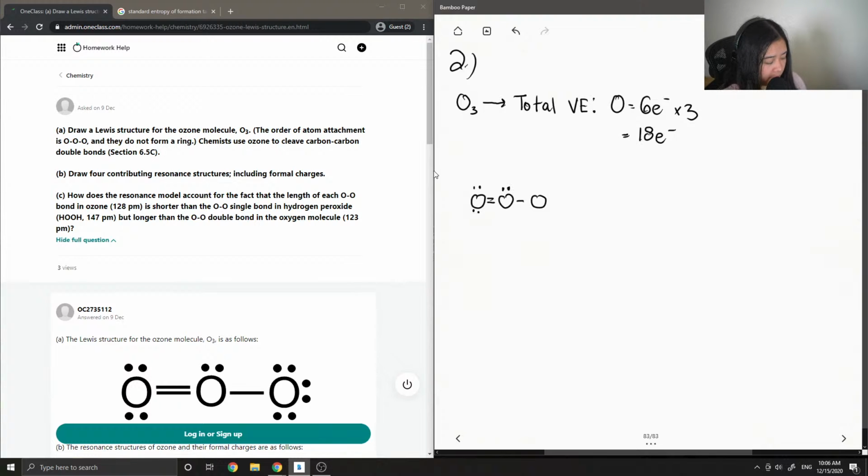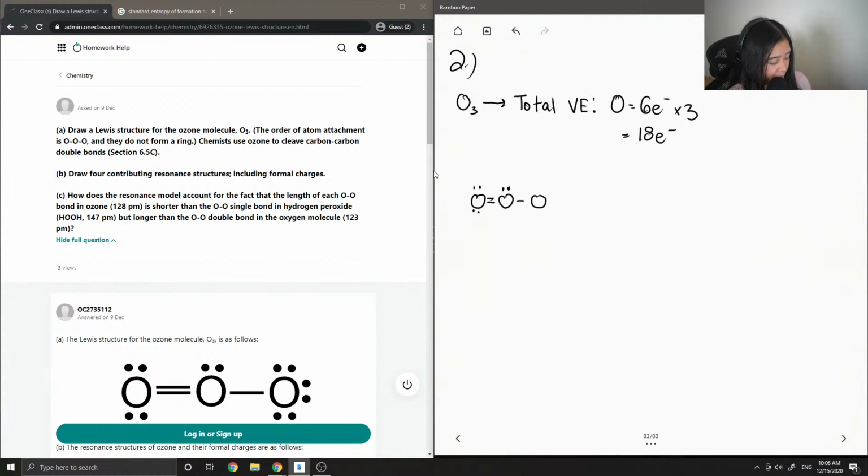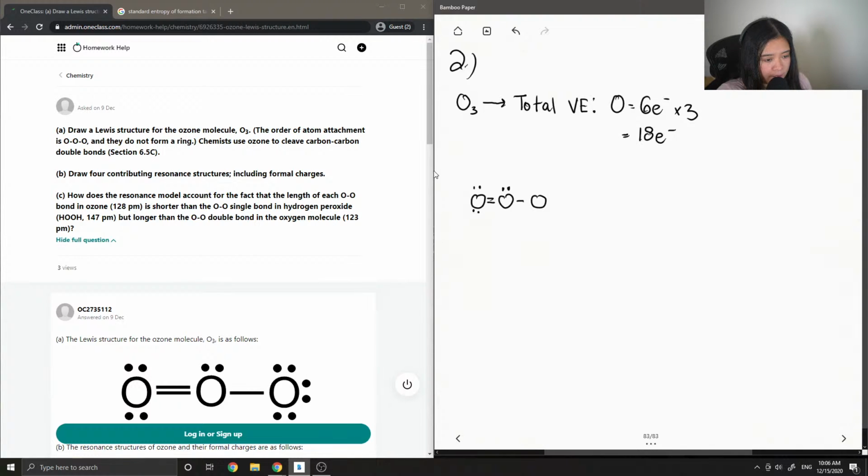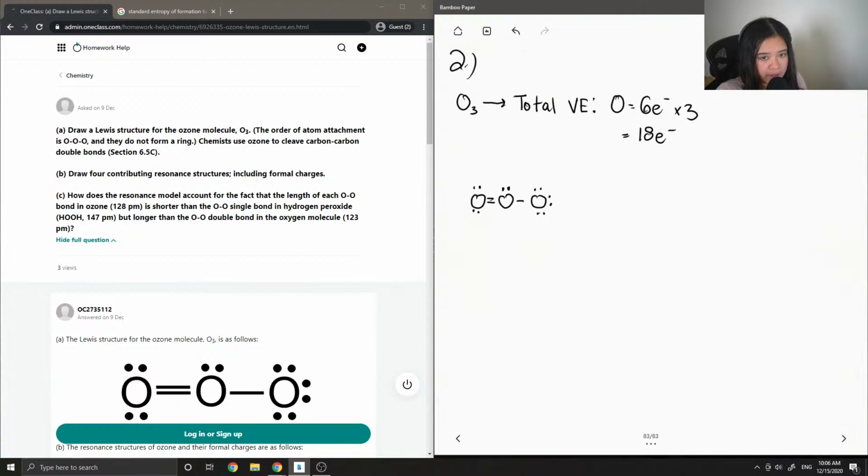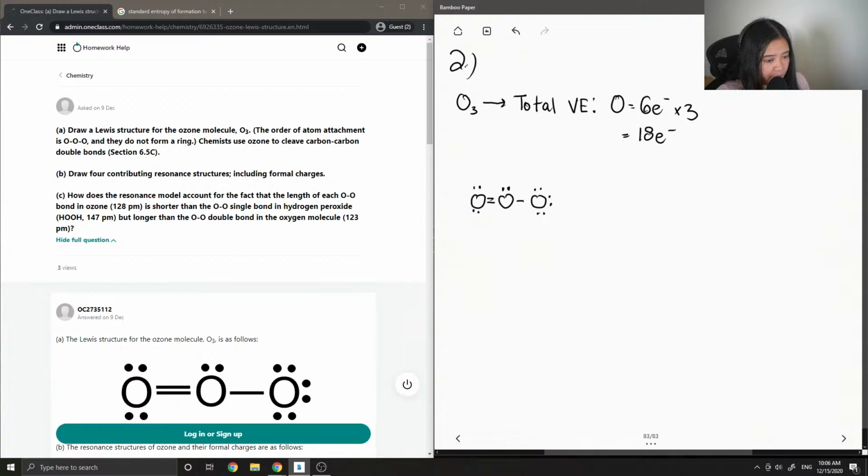So for a full quartet, I'm just going to add a lone pair at the top there. And then for this singly bonded oxygen, I'm going to draw all of its lone pairs. And then I'm going to show the charges for each of the atoms. The one in the middle has a positive charge, and this one at the end has a negative charge.